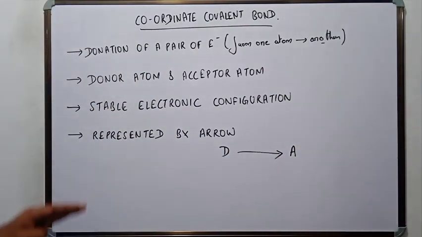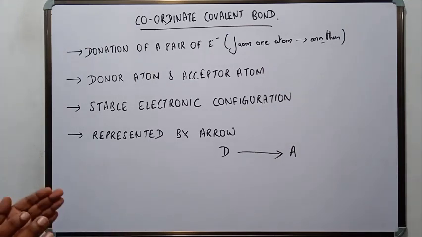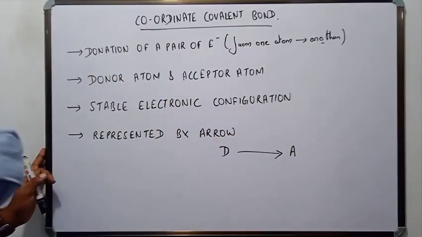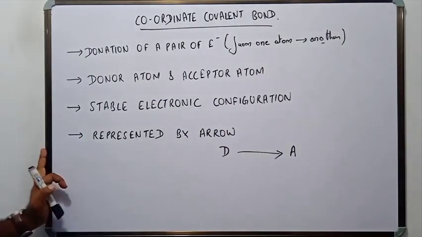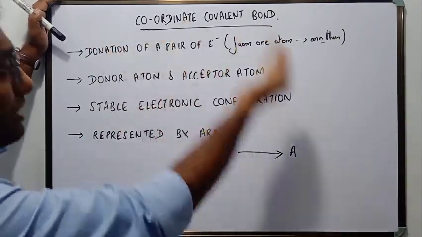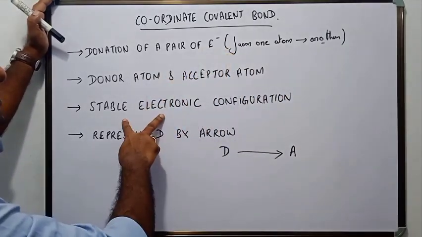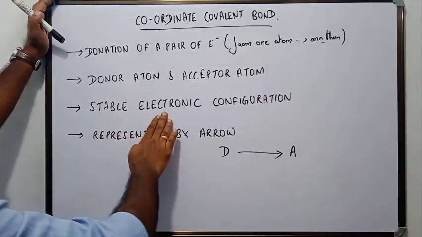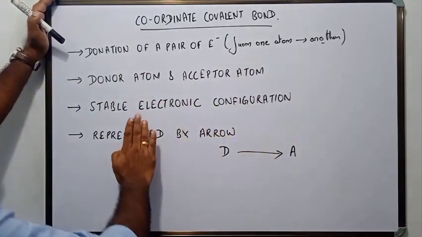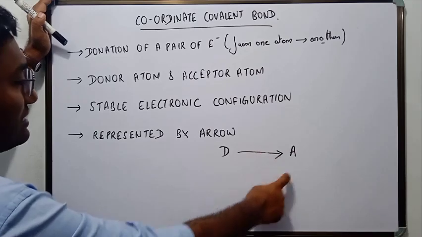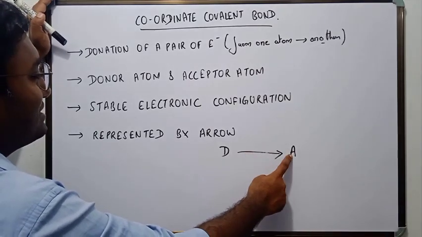So this is the introduction of the coordinate covalent bond. What have we discussed? It results from the donation of a pair of electrons, not one electron, and a pair of electrons is accepted on the other side. The donor atom is the one that donates, the acceptor atom is the one that accepts. By doing this, both achieve a stable electronic configuration, that is, either their octet or their duplet, the configuration of an inert gas. And how is it represented? By an arrow. The head of the arrow is oriented towards the acceptor atom.